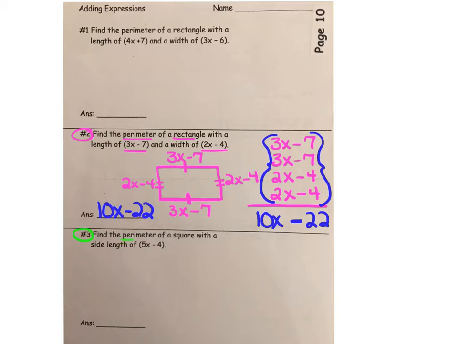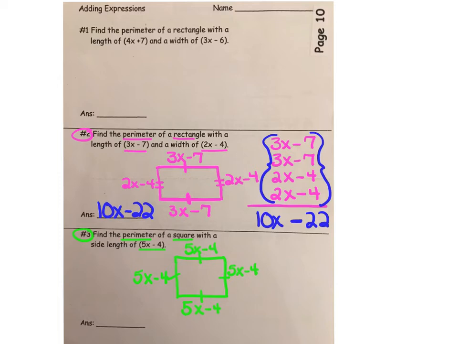It states, find the perimeter of a square with a side length of 5x minus 4. Well, we know that in a square, we have 4 congruent sides. Each side is the same length. So, if this is 5x minus 4, well, so is this, so is this, and of course, so is this side. A square has 4 sides.